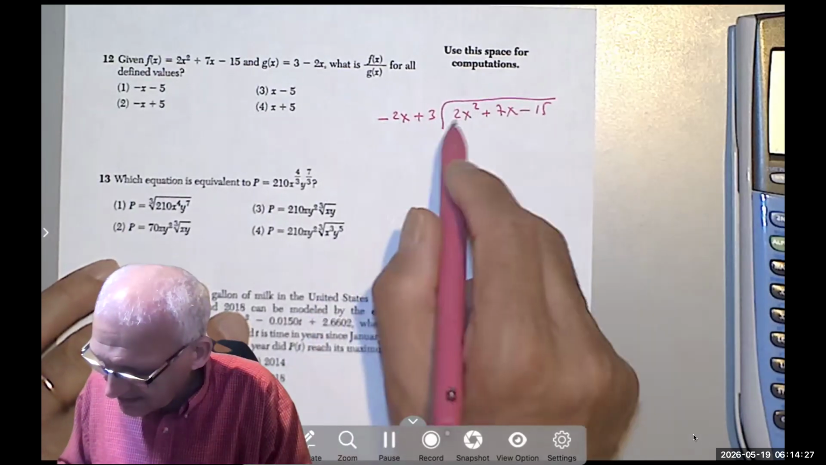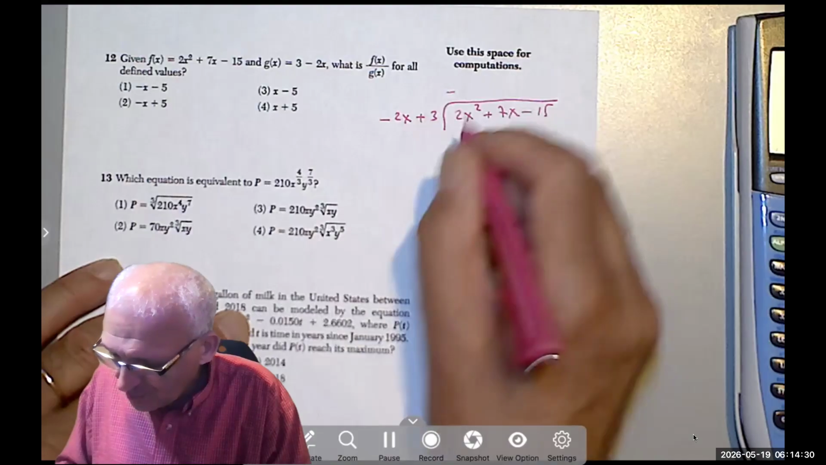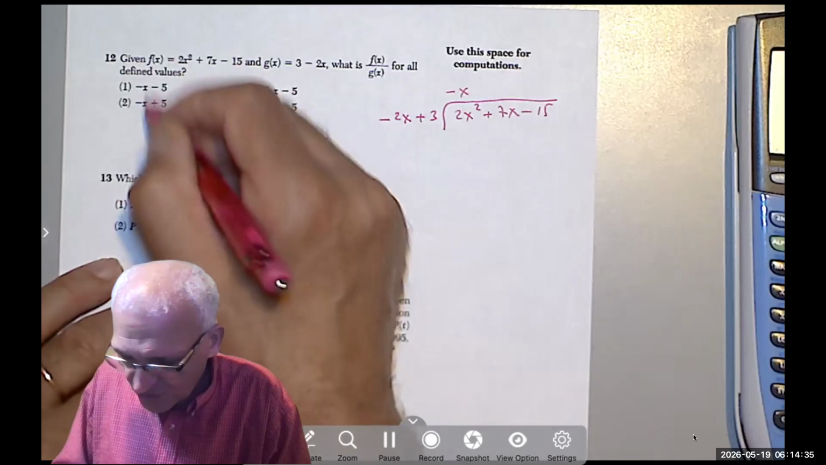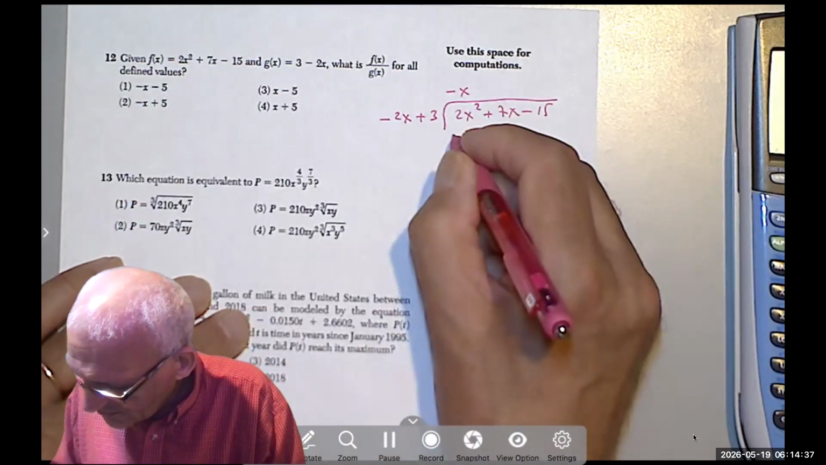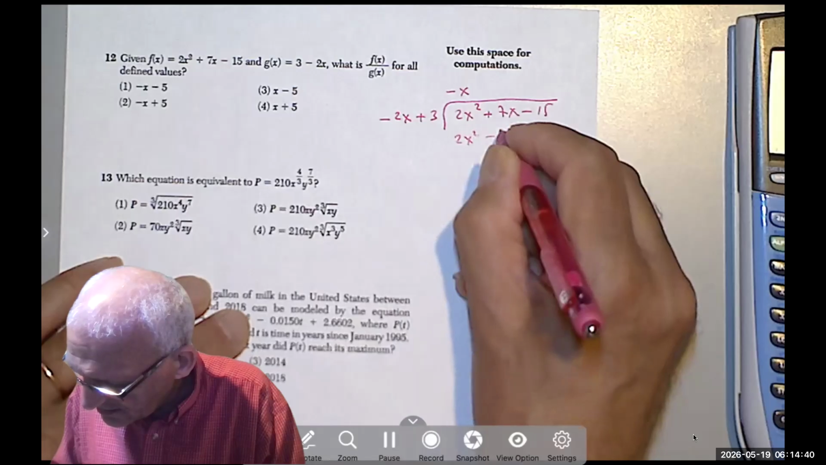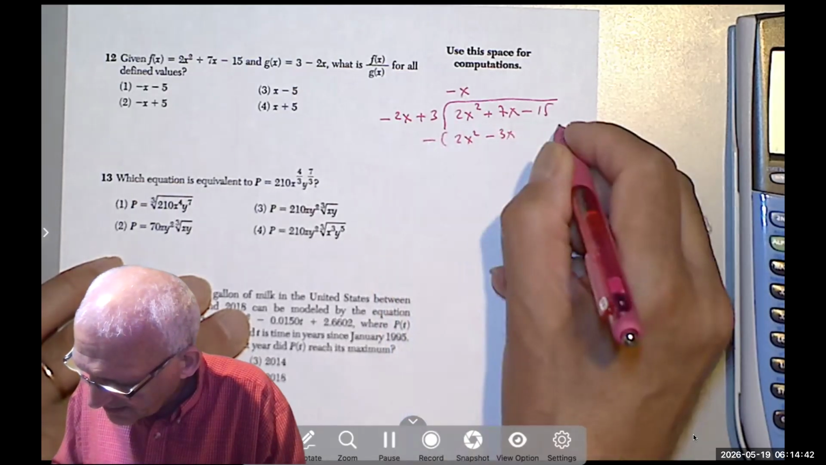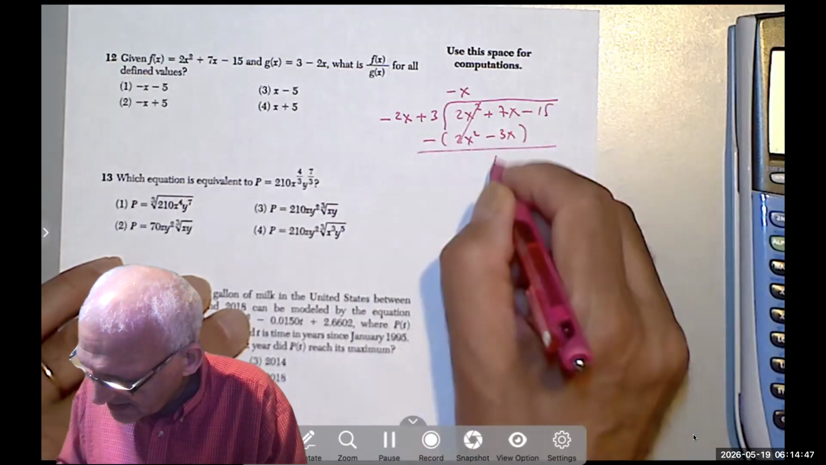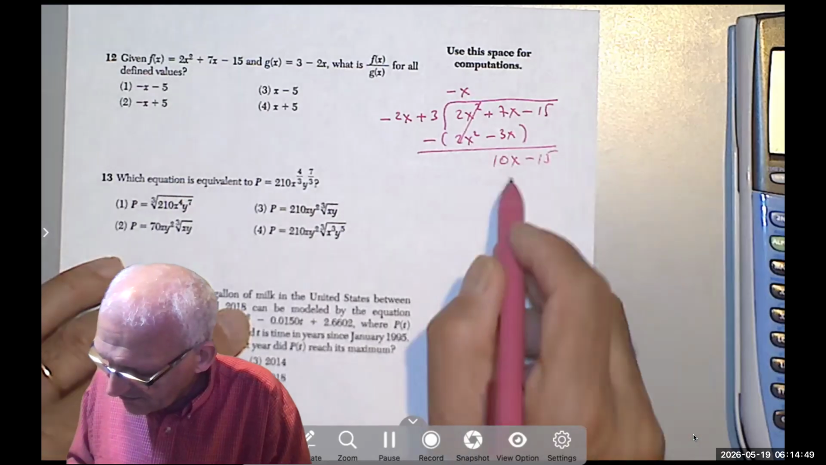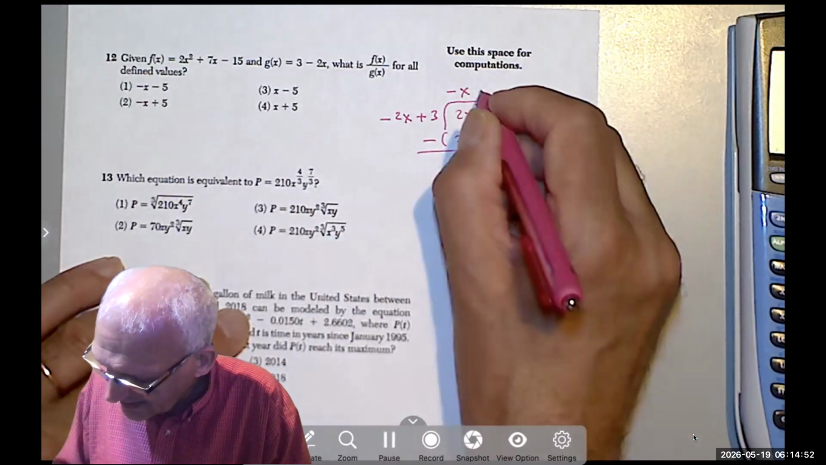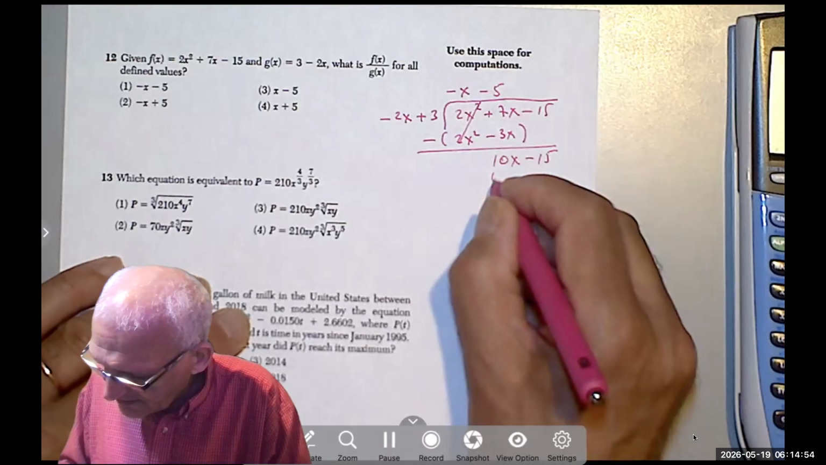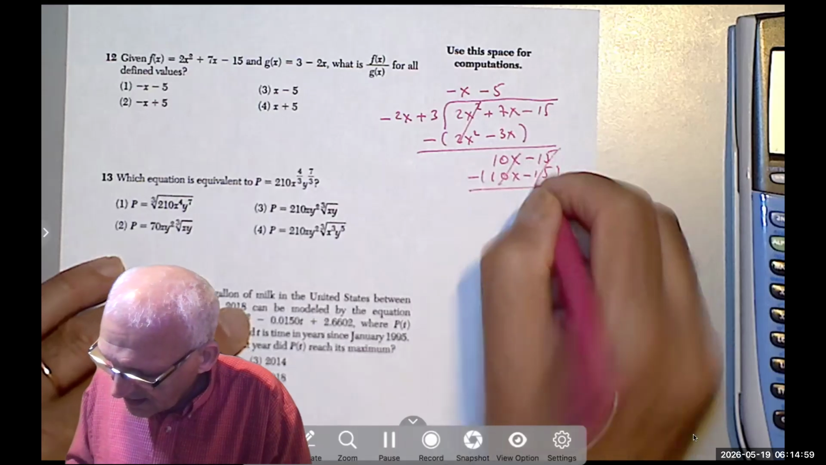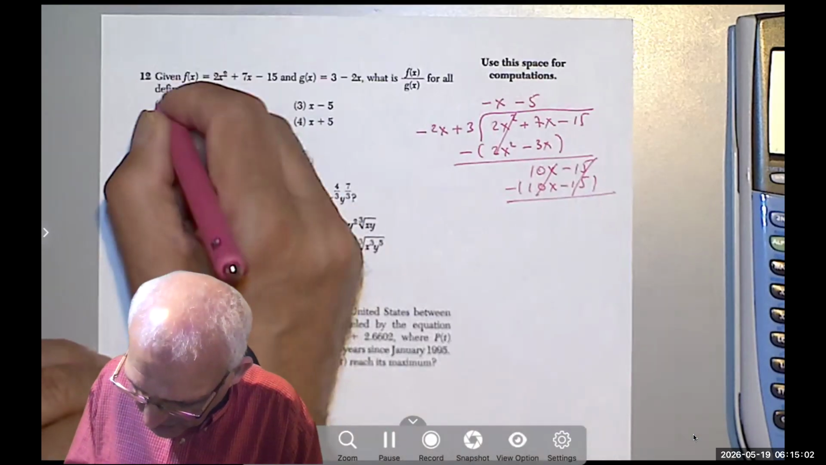Dividing this by that, positive by negative is negative, 2 by 2 is 1, x squared over x is x. So it's negative x, one of these two. Negative x will give you positive 2x squared minus 3x. Then you subtract. So these cancel. Negative times negative is positive. 7 plus 3 is 10x minus 15. You divide 10x by negative 2x, you get negative 5. Positive 10x minus 15, subtracting, they cancel. So it's negative x minus 5, which is 1.